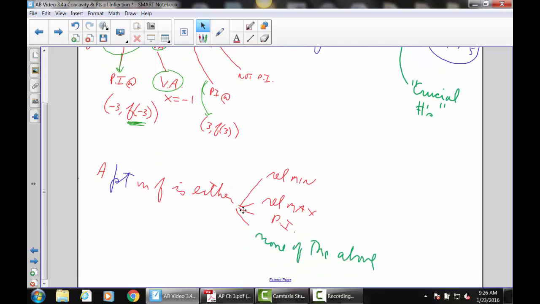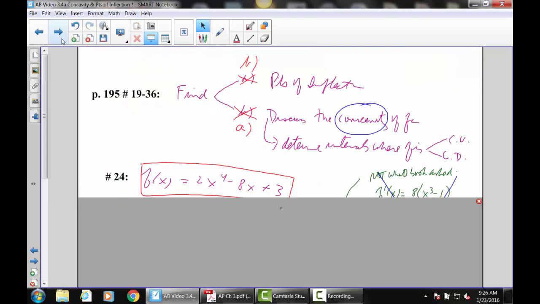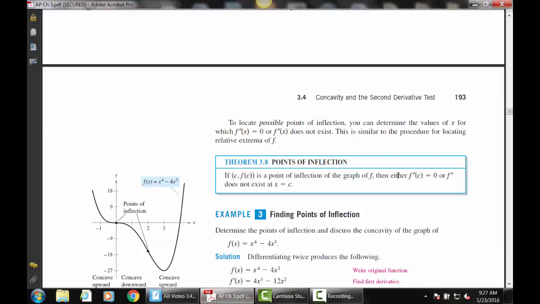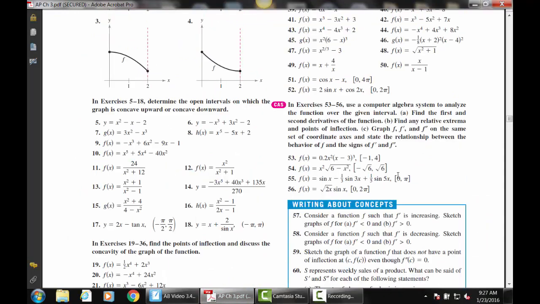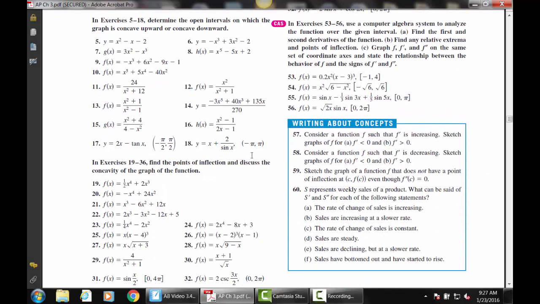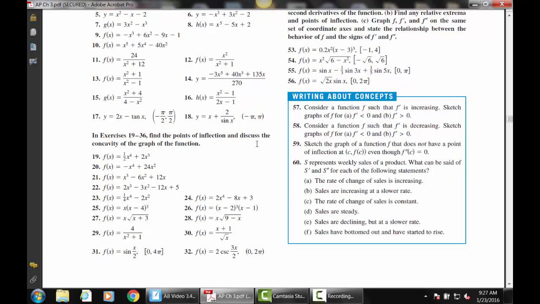Okay, so a point on a function is either going to be a relative min, a relative max, a point of inflection, or it's simply not going to be any one of these. Problems 19 through 36: what's interesting about them, in my opinion, is that they're asking the question in reverse order. They say find the points of inflection and then discuss the concavity of the graph of the function.